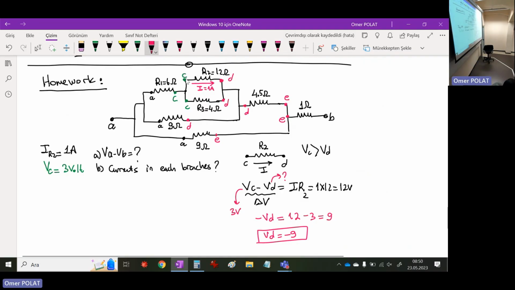Now, I understand this is 12 volts. This is also 12 volts because R3 and R2 are in parallel. So I am writing VC minus VD from this branch, VC minus VD also.